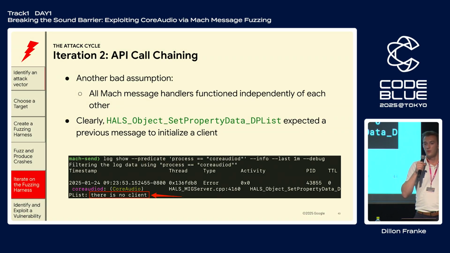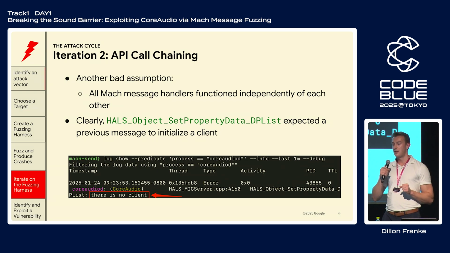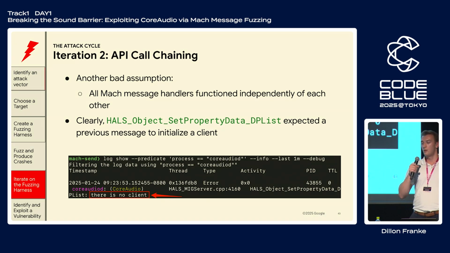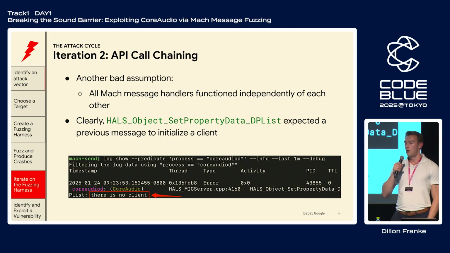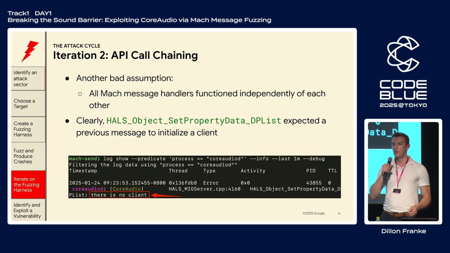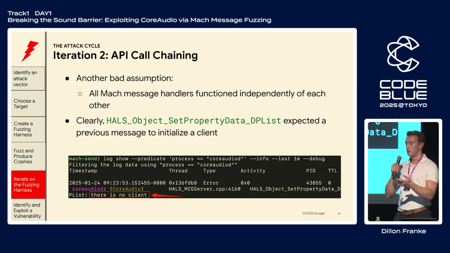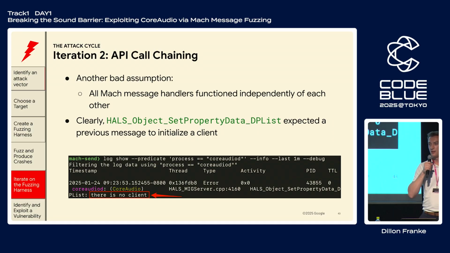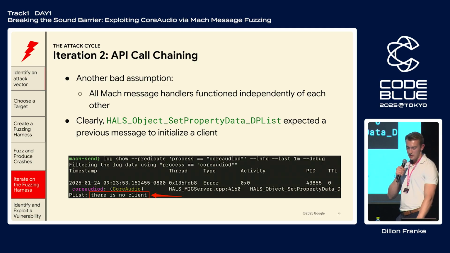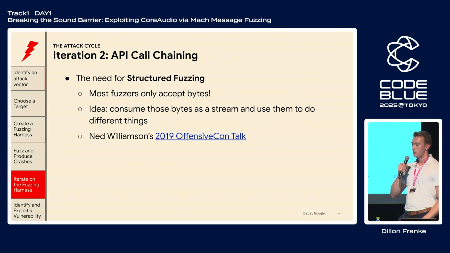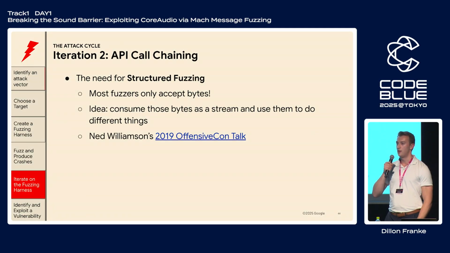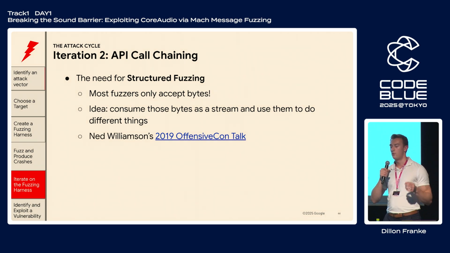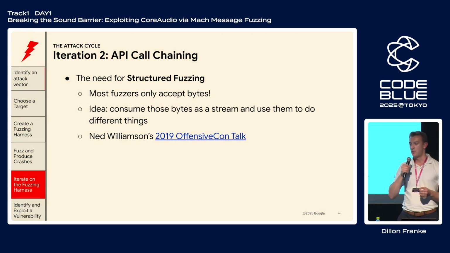So once I had performed that initialization of my fuzzing harness, the other thing I had to take a look at was this idea that I refer to as API call chaining. So another bad assumption I made initially was that all message handlers functioned independently of each other, that they were stateless. However, you can see from one of these messages here, I'm trying to set property data, and it's telling me there is no client, so you can't do that. And that's fair, because a lot of APIs that you will deal with are not stateless, they're stateful, and so you need to call one before you can call the other, and it expects that to happen.